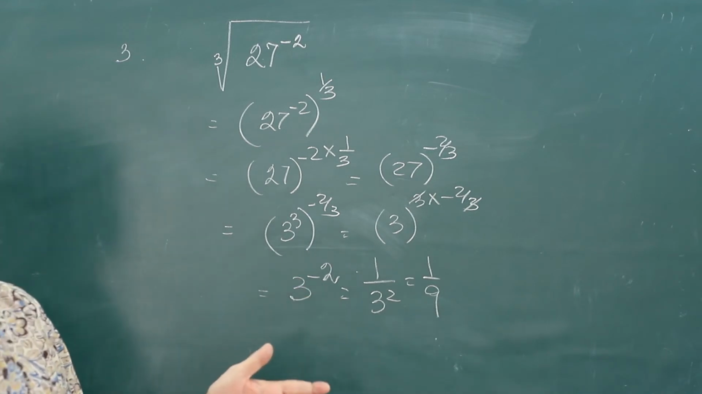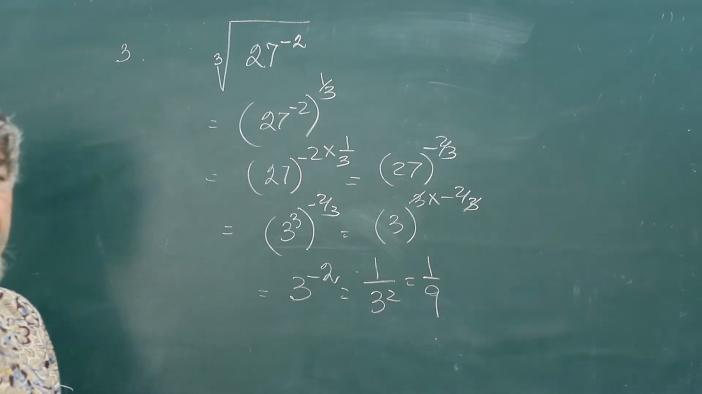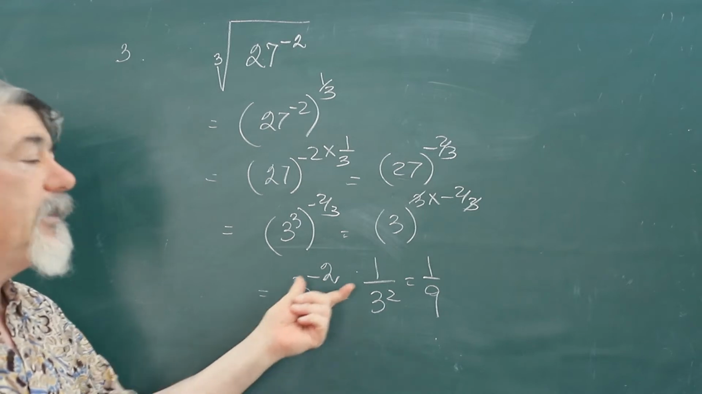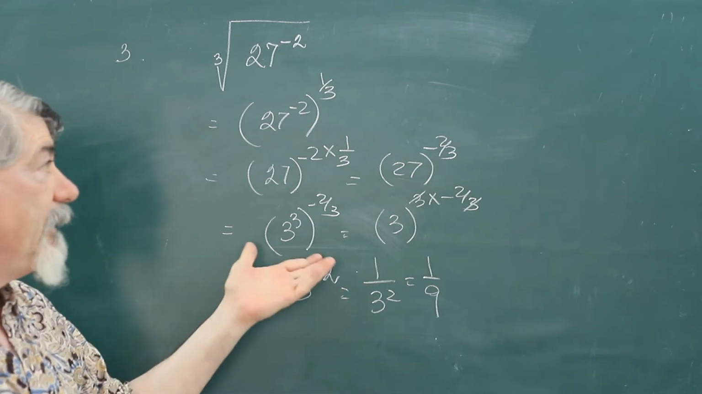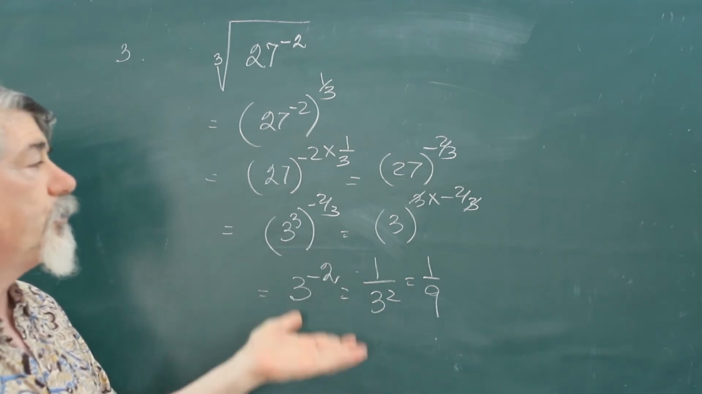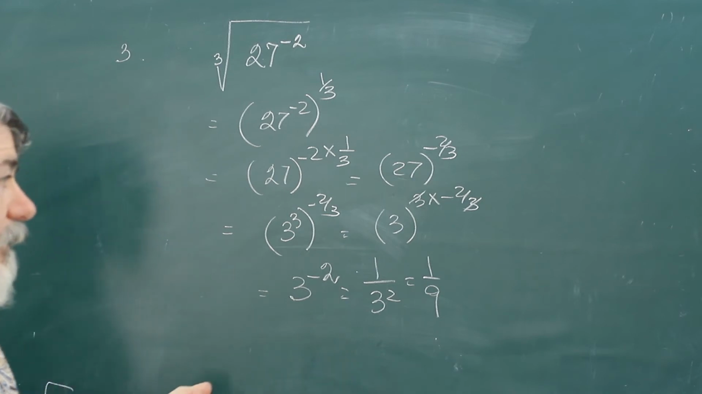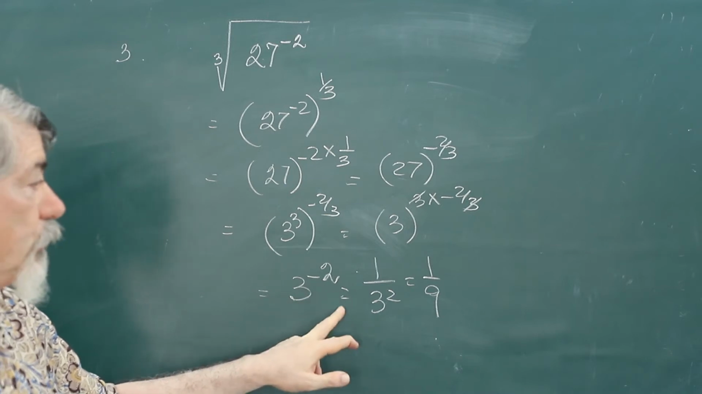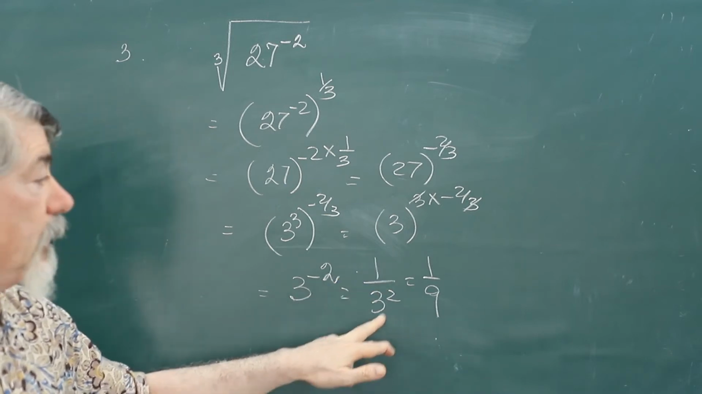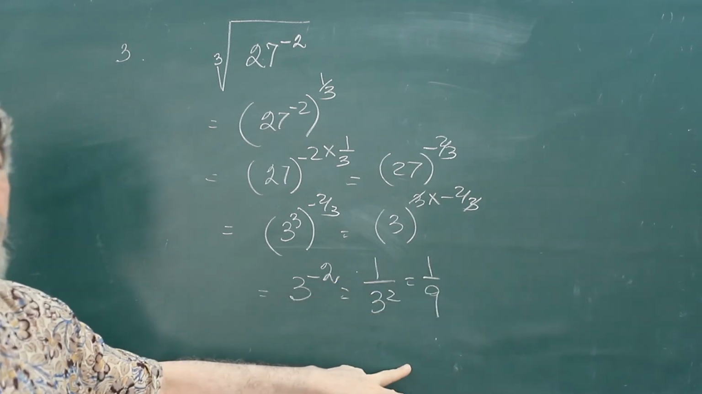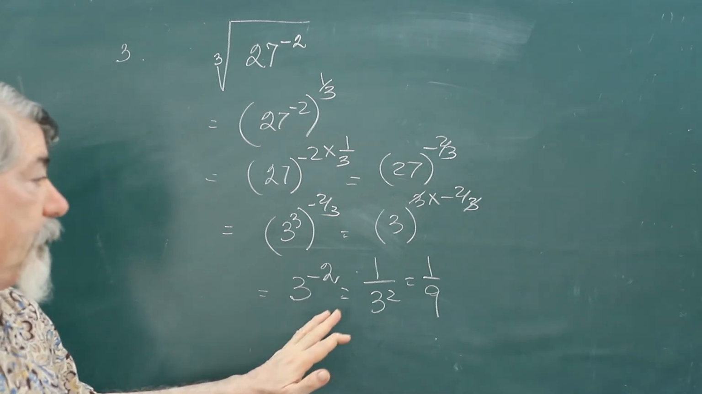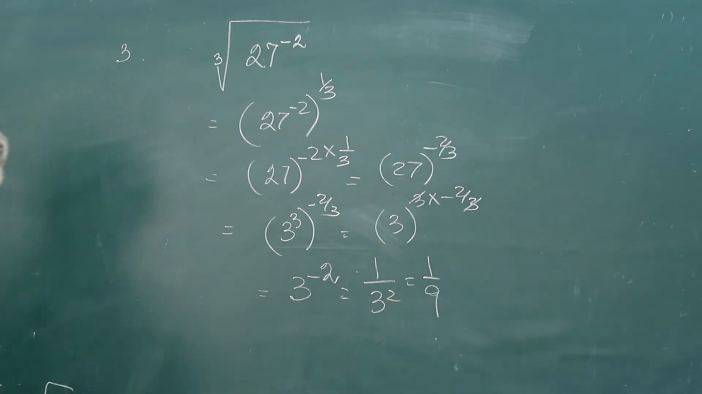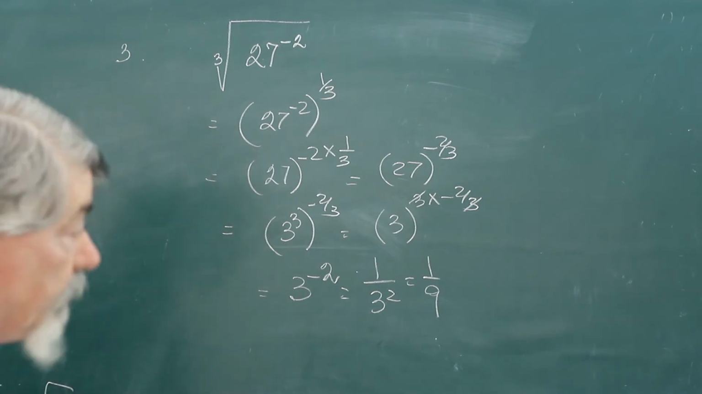We leave the answer in the positive index. We don't leave the answers in the negative index. We should usually leave the answer in the positive index. That is why we have converted 3 to the power minus 2 as 1 upon 3 to the power 2. It becomes equal to 1 upon 9. 1 upon 3 squared becomes 1 upon 9. Now let us see question number 4. Let me rub it off.